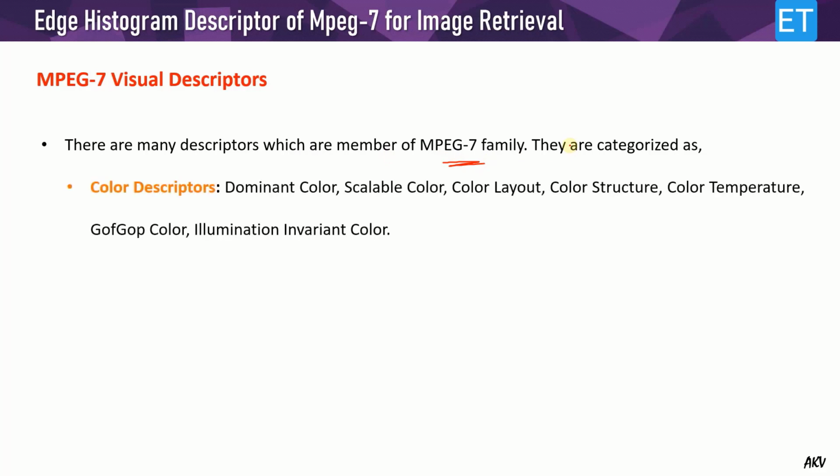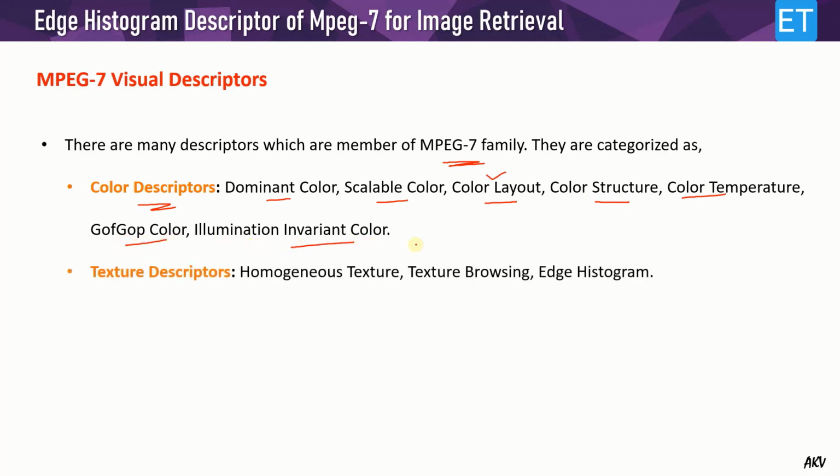So they can be categorized as the color descriptors, which include the dominant color, scalable color, color layout descriptor, which I have already covered in my previous video. That's why I was recommending you to watch this video. And then color structure descriptor, color temperature, GoGoP color, and the illumination invariant color descriptor. The next category is the texture descriptors, which include the homogeneous texture, texture browsing, and the edge histogram descriptor. So in this video, I'm covering this EHD, edge histogram descriptor.